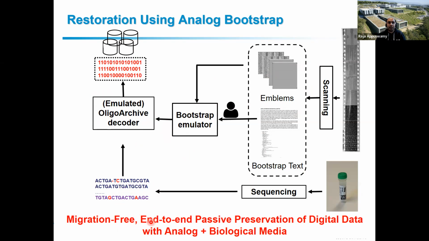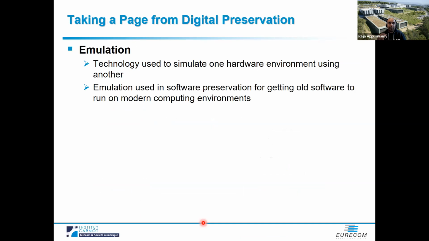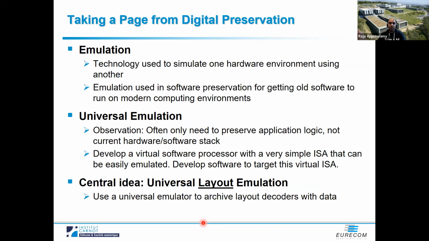And this gives you kind of migration-free end-to-end passive preservation. You store the data on DNA, you store the metadata on analog media, right? And then we have a way by which we can actually construct these emulators. Now, very quickly, I don't want to go into too much detail because I don't think we have the time here, but the technology that we are using is emulation.